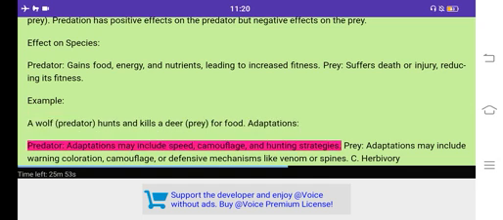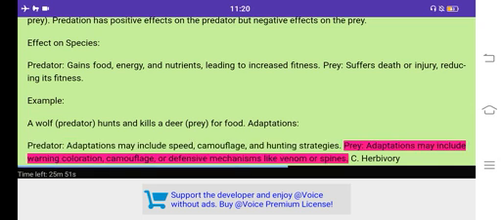Adaptations. Predator adaptations may include speed, camouflage, and hunting strategies. Prey adaptations may include warning coloration, camouflage, or defensive mechanisms like venom or spines.